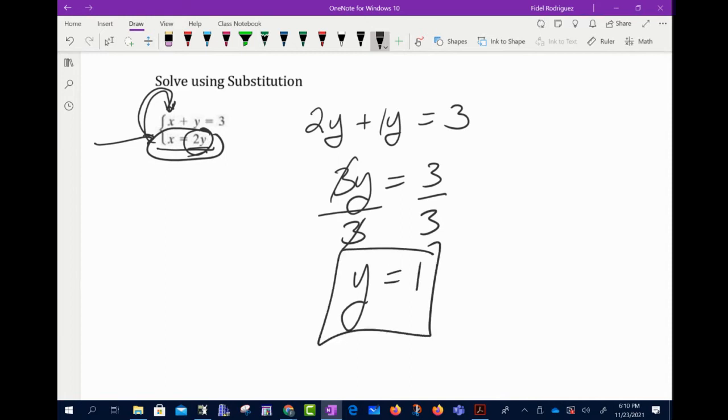Now again, what is it we're trying to find? We're trying to find the point where the two lines meet. Every point has two coordinates, x and y. So we know the y coordinate. The one we're still trying to find is the x coordinate.